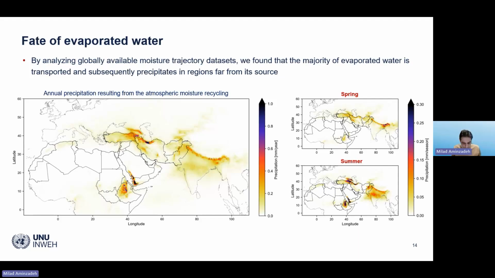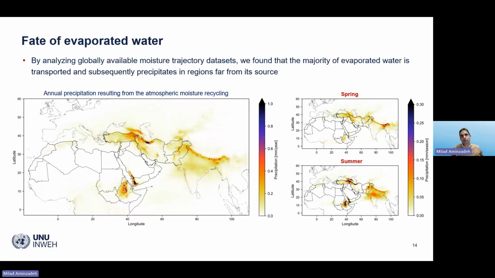Okay, so far, we know where these reservoirs are located, and how much is the evaporative loss from them. But now the question is, what's the fate of this evaporated water? With the help of our colleagues in Saudi Arabia and by analyzing global moisture trajectory datasets, we found that the majority of the water that evaporates from agricultural reservoirs is transported away via atmospheric circulation processes, and at the end, it precipitates somewhere else out of the MENA region.